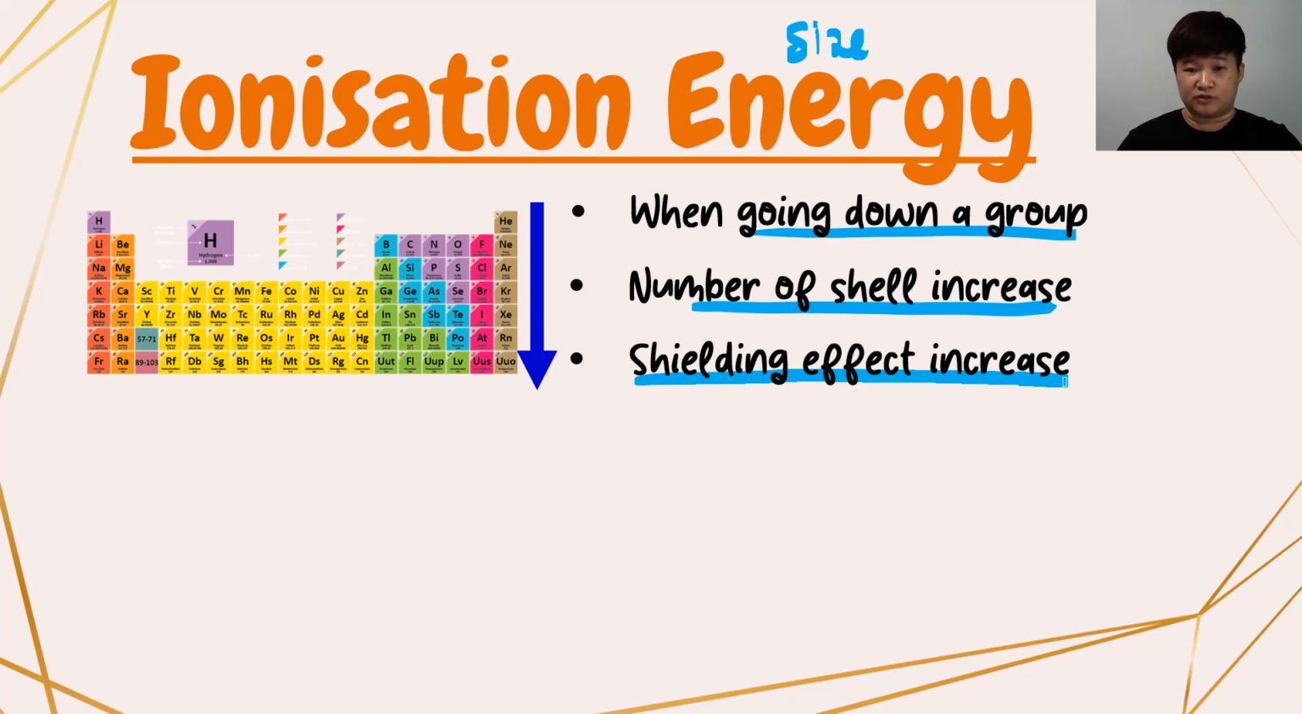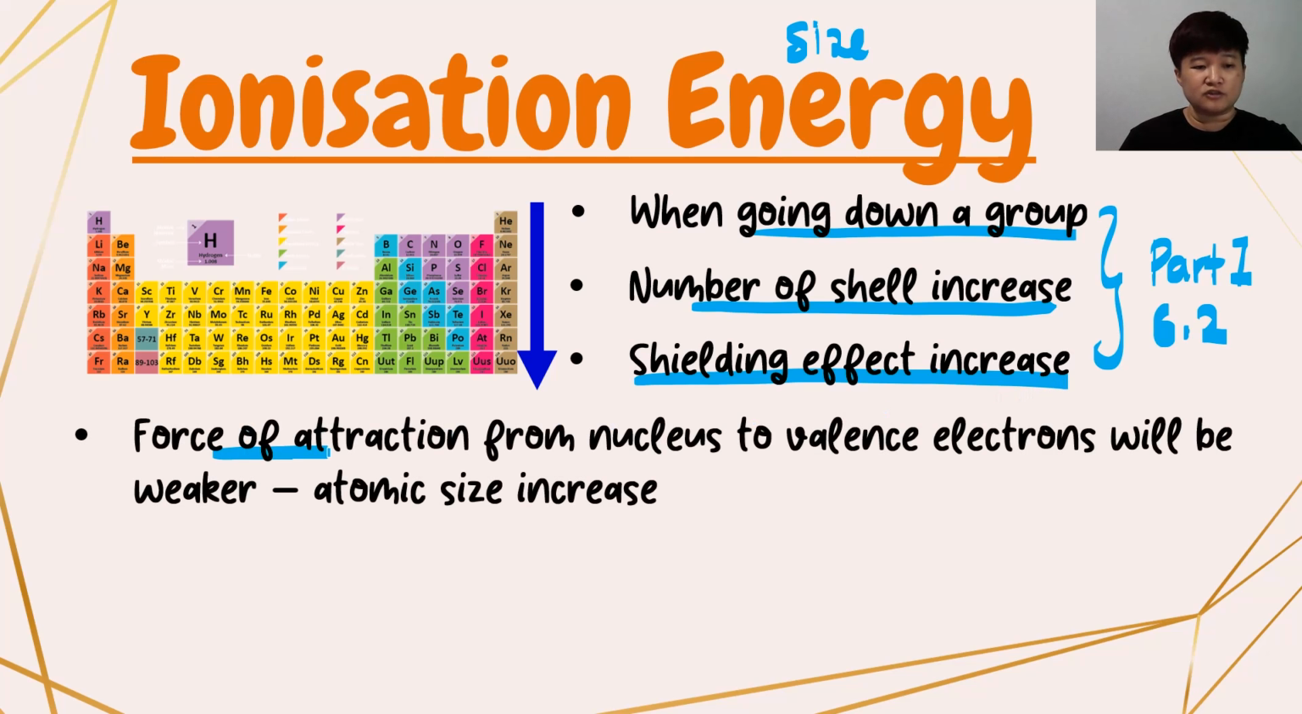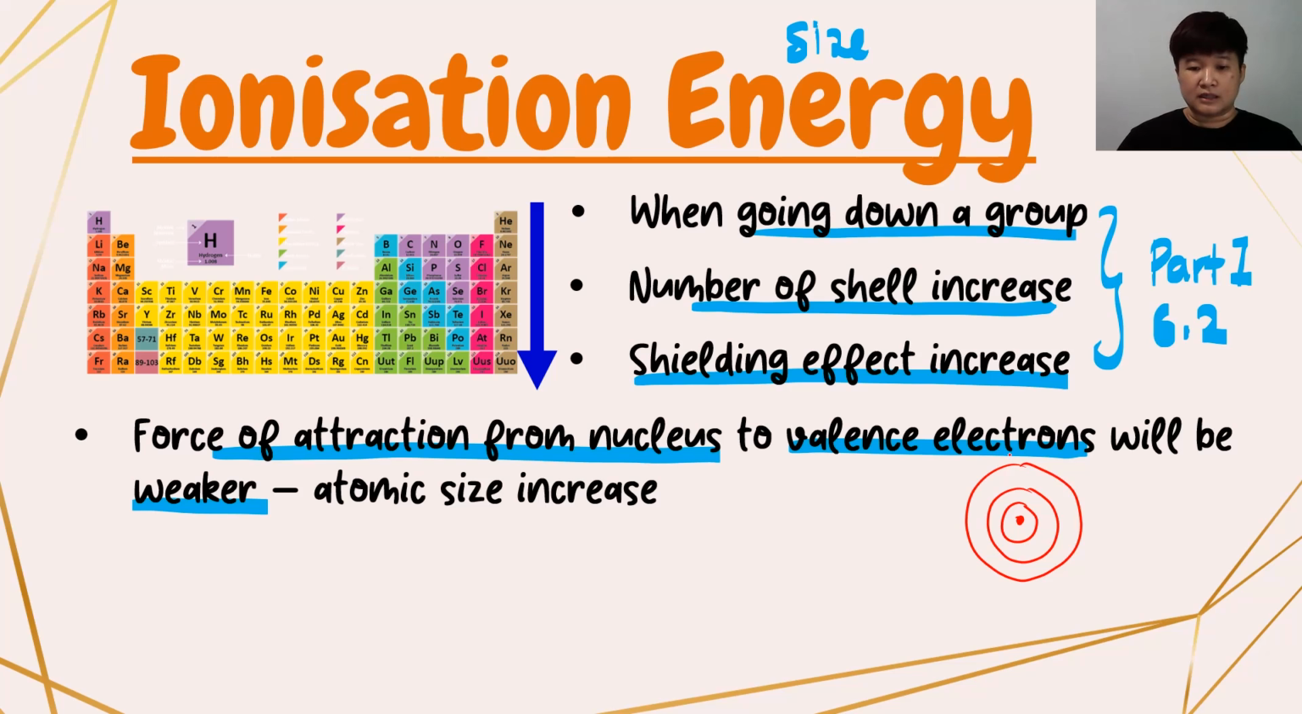Shielding effect increases. Everything in here is your part 1 of the 6.2 video. Okay? And when the shielding effect increases, what happened? When the shielding effect increases, the force of attraction from the nucleus to the valence electron will be weaker. Because you have more shells, the size is bigger right now due to the higher number of shells. So your shielding effect becomes stronger. Your force of attraction from the nucleus to the valence electron over here is weak. Okay, therefore the size becomes bigger.